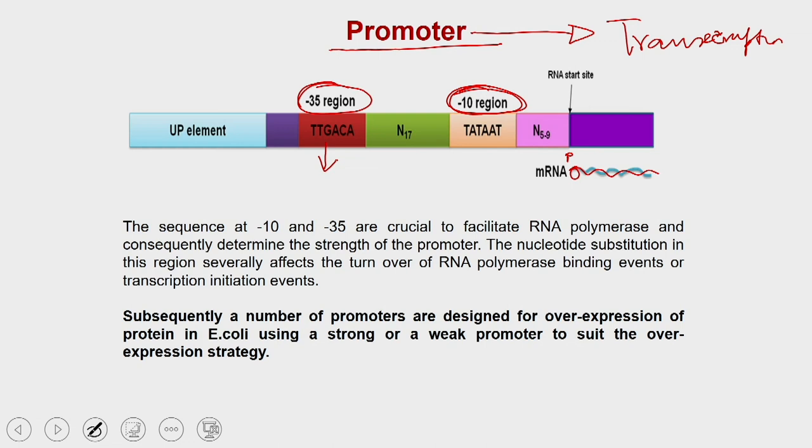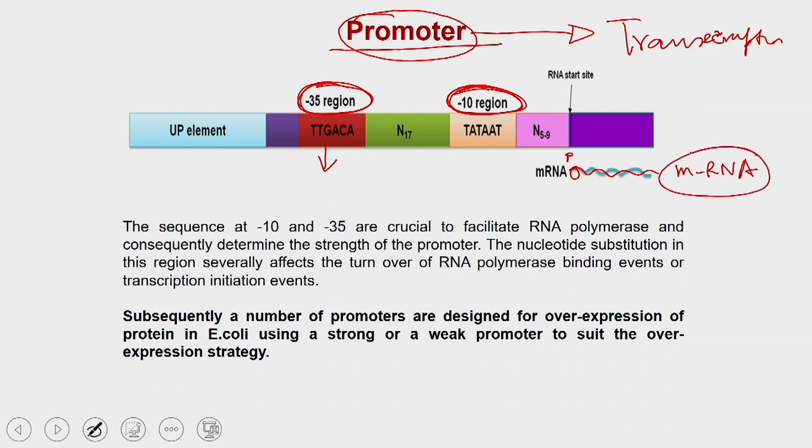Because if the minus 35 region as well as the minus 10 region is very strong in terms of facilitating the binding of transcription factor as well as the binding of RNA polymerase, then this promoter is going to be very, very strong. If these regions are weak, which means they don't facilitate the binding of the transcription factor and RNA polymerase, then the promoter is not going to be strong, which means it does not allow more rounds of RNA polymerase binding, which ultimately is going to reduce the level of messenger RNA in the transcription.